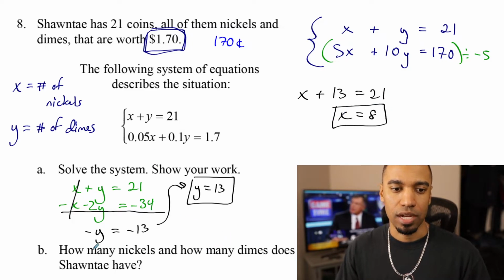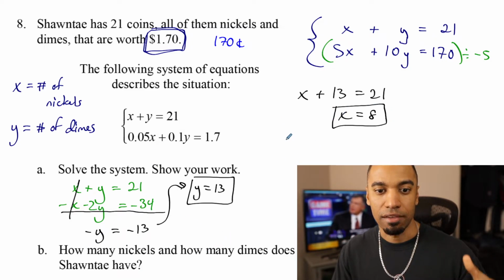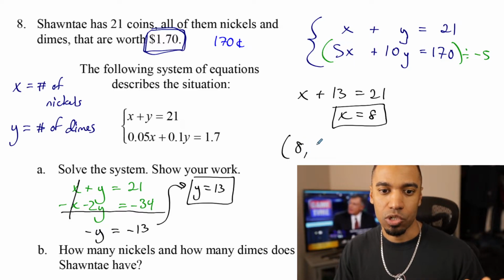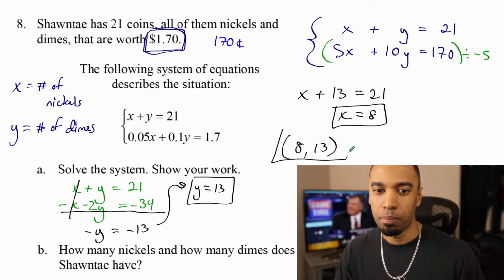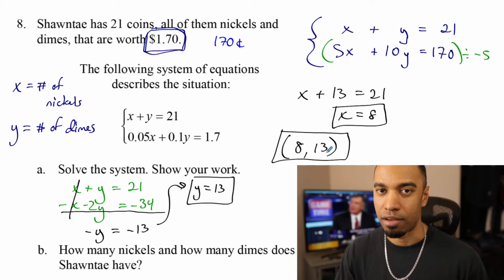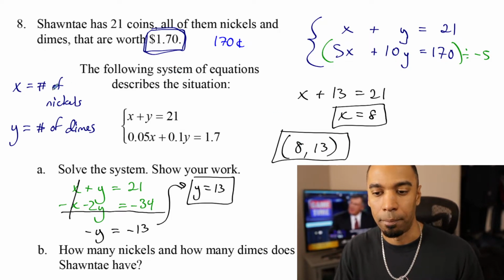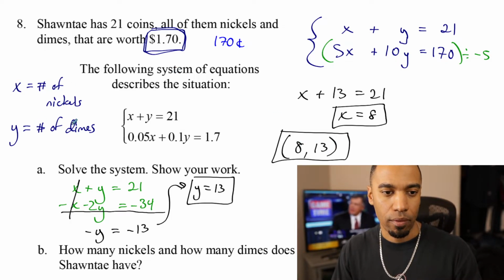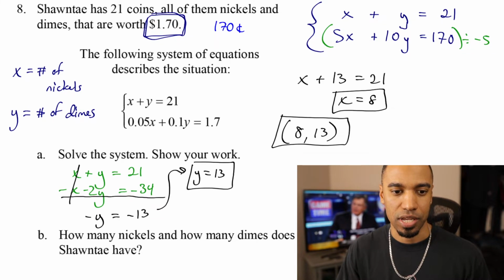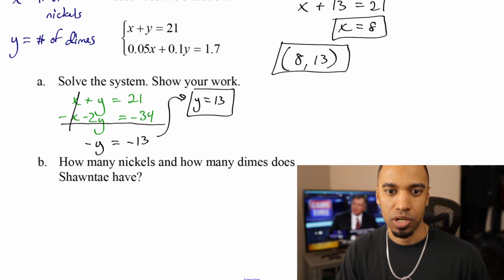Okay, how many nickels and how many dimes does Shante have? Now, by the way, solve the system. If I write it as an ordered pair, cool, but an ordered pair doesn't mean too much for us unless we graph it, because this is a word problem. x represents something, y represents something. And that's what the second question's asking. How many nickels and how many dimes does Shante have?